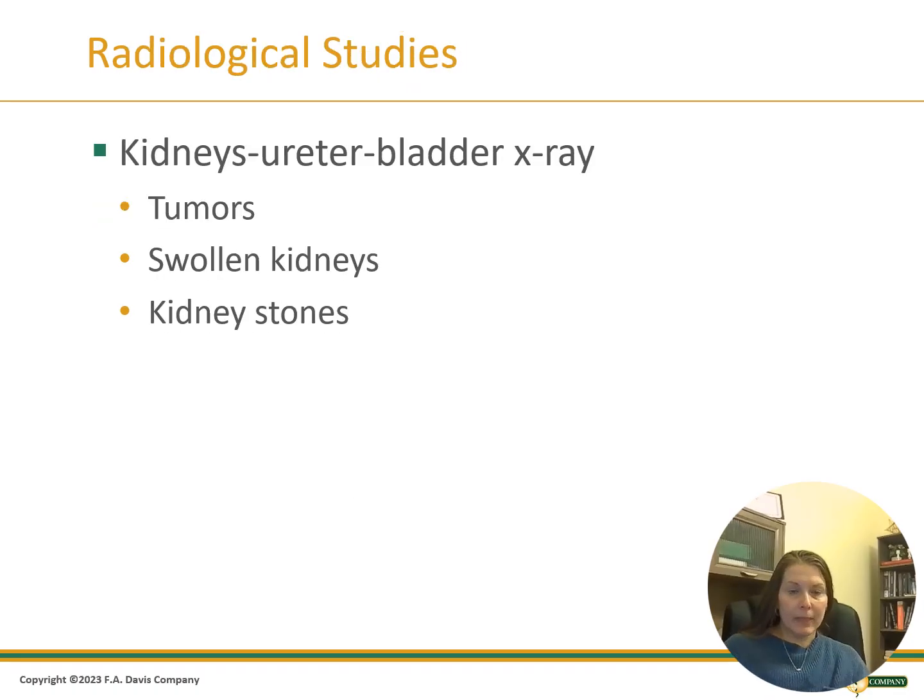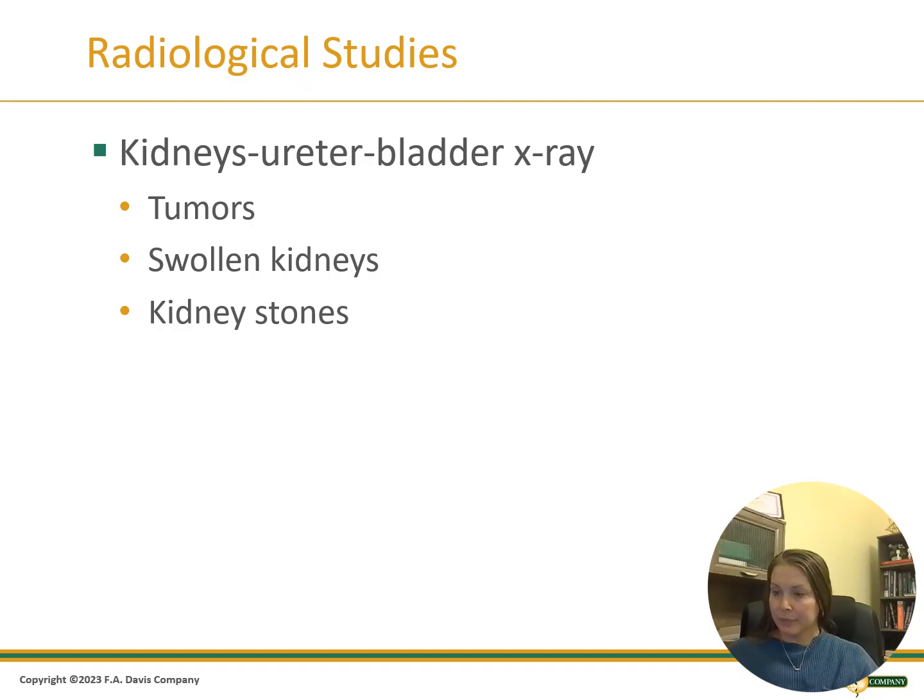So next we're going to talk about the radiological studies. There's a kidneys, ureter, bladder. This took me way too long. So whenever they'll order it, they'll say a KUB, and it took me like years because I knew what they were looking at, but I never put it together. It was like kidneys, ureter, bladder.